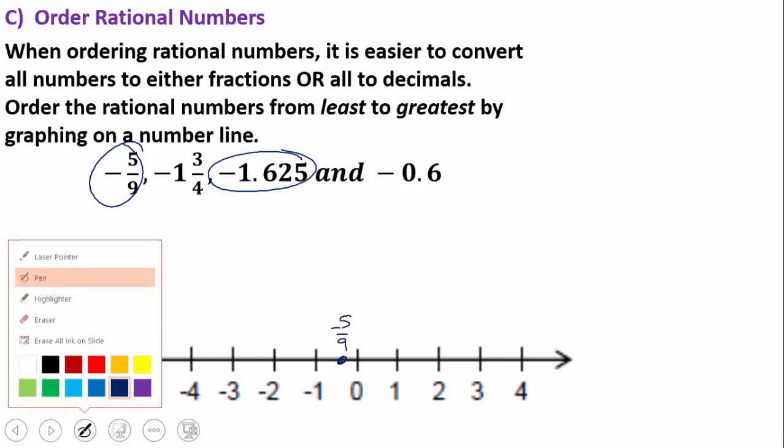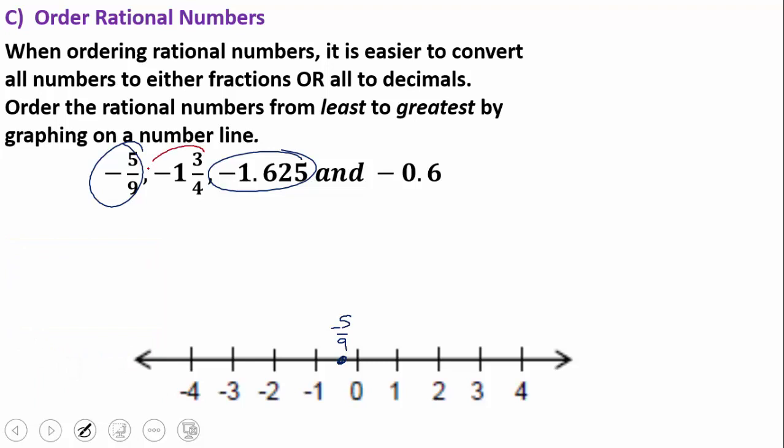All right? Choose another color, and I'm going to take -1 3/4. That means I come back all the way -1 and go 3/4 more. That's more than a half. And I'm going to put it about right there, and I'm going to say -1 3/4.